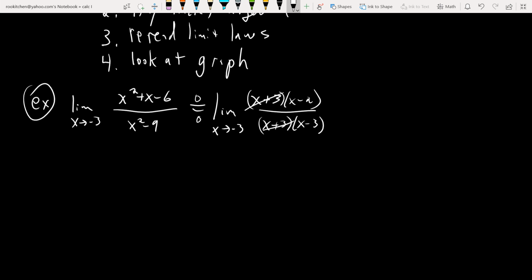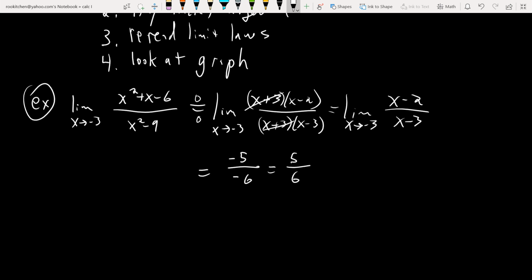So at everywhere except -3, that function is equal to (x - 2)/(x - 3). And then see if you can evaluate it again. Try another substitution. If you plug in -3, you'll get -3 minus 2, which is -5, and then -3 minus 3 is -6, which is 5/6. Okay, so we were able to figure out that limit.